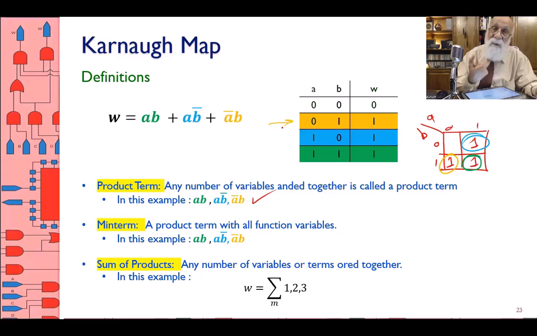If this is the way I obtain my product terms, meaning directly reading from the truth table, I call that product term a minterm.